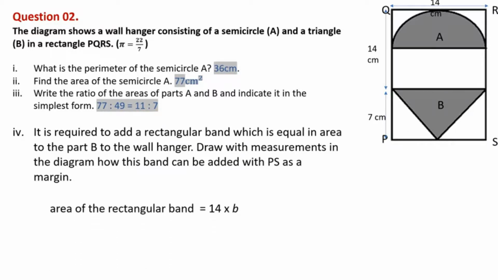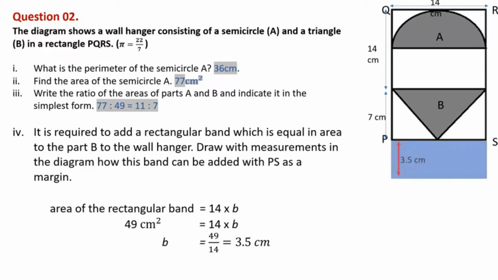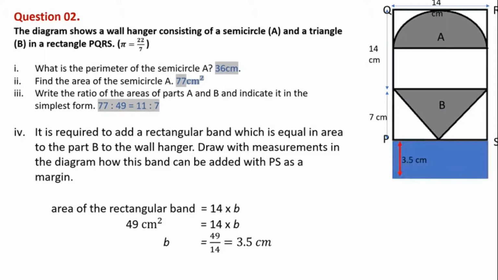Since the area is known to be 49 square centimeters, we can find out the breadth easily by dividing the area by the length. That is 49 divided by 14, which gives us 3.5 centimeters as the breadth. So taking 3.5 centimeters as the breadth and PS as the length, you can draw a rectangular band like this. Make sure you mark the breadth clearly. So it will look like this.